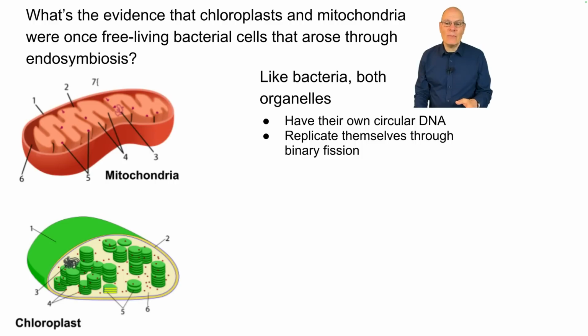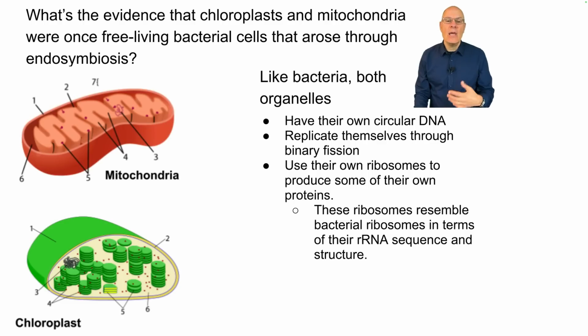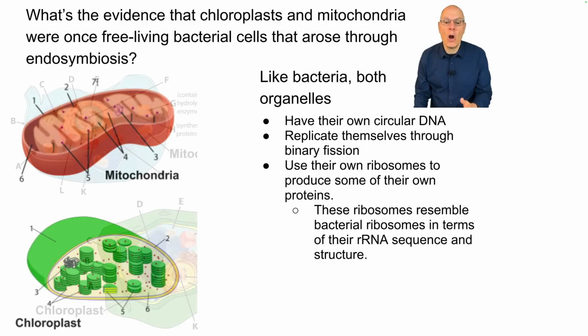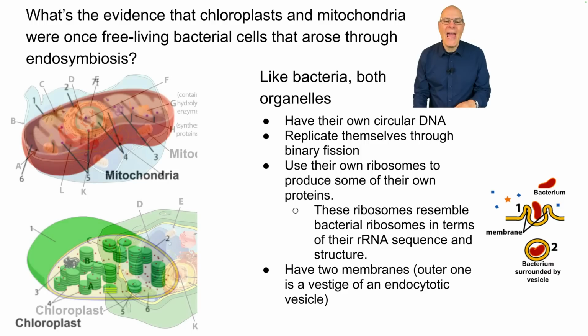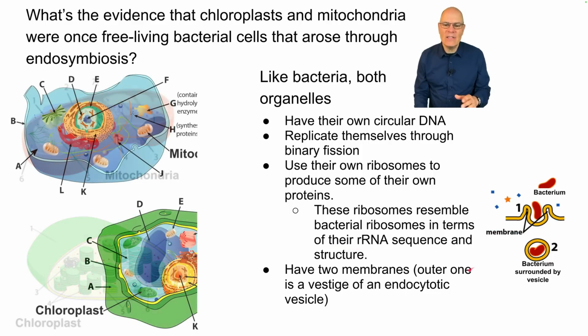They replicate themselves through binary fission. That's how prokaryotes replicate themselves. They use their own ribosomes to produce some of their own proteins. These ribosomes resemble bacterial ribosomes in terms of their rRNA sequence and structure, and they have two membranes. The outer one, so the outer bacterial membrane, let's consider it over here, is a vestige of an endocytotic vesicle.